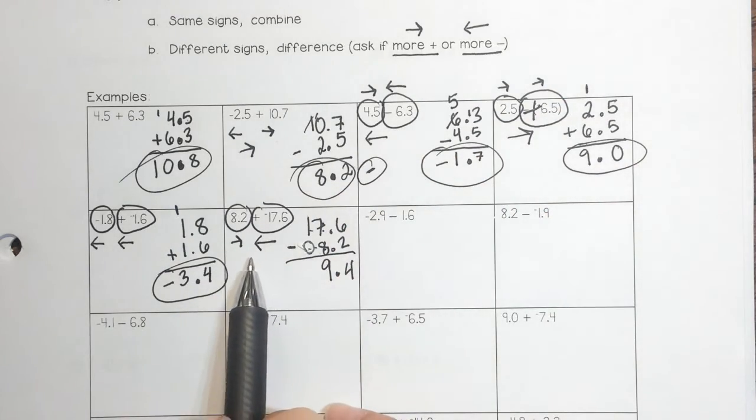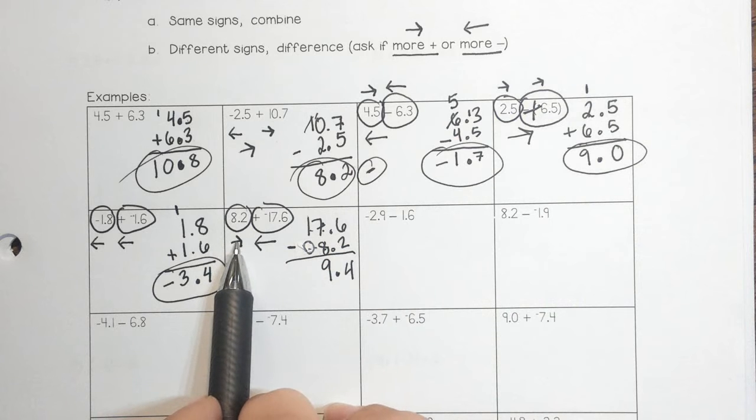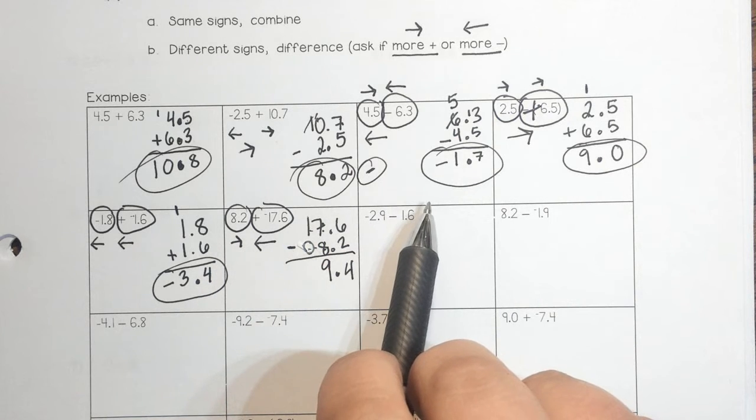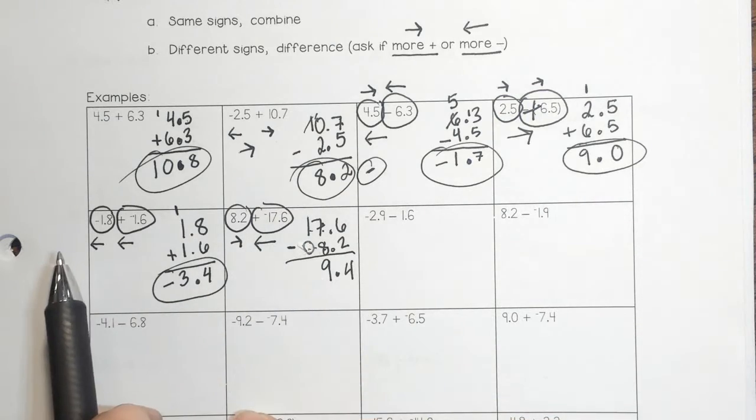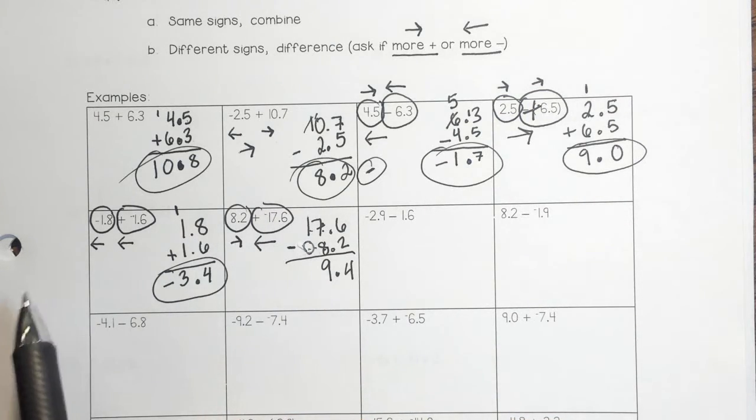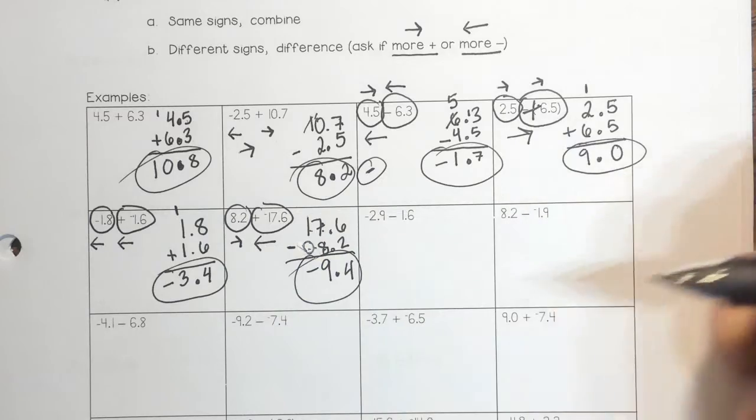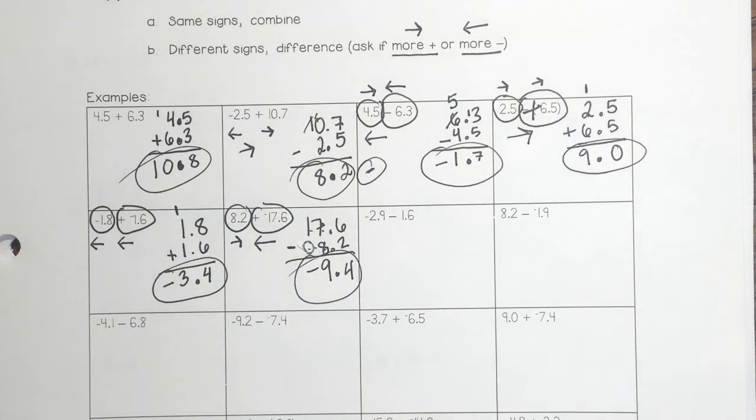Now I have to know, is this a positive or negative answer? We had 8.2 going to the right, but 17.6 went to the left. So this is more going to the left, and the left is negative. So we've got negative 9.4 as our final answer.